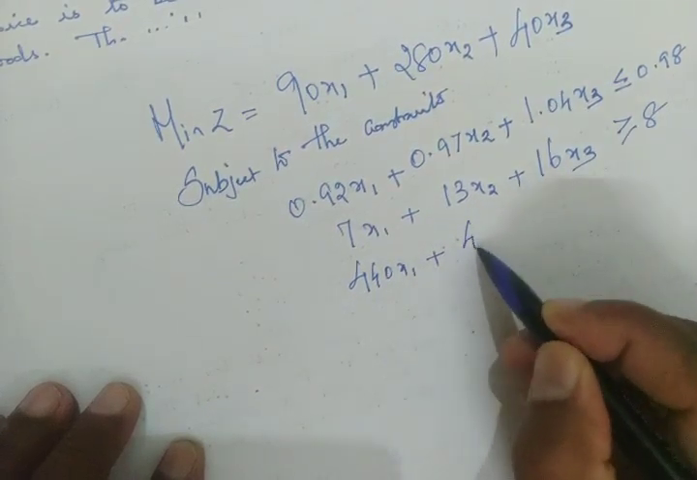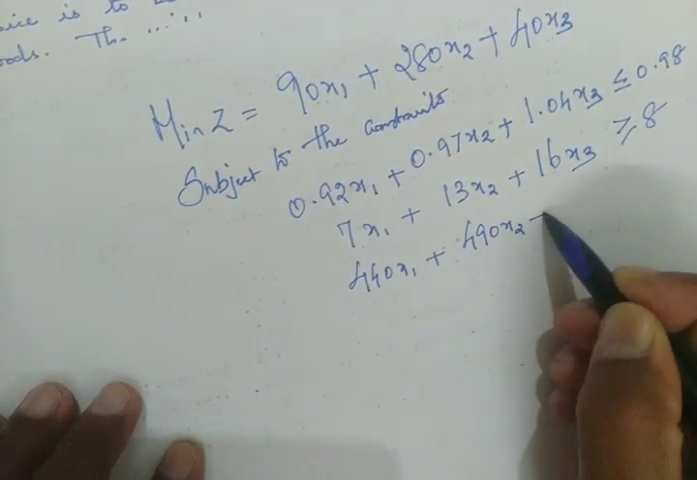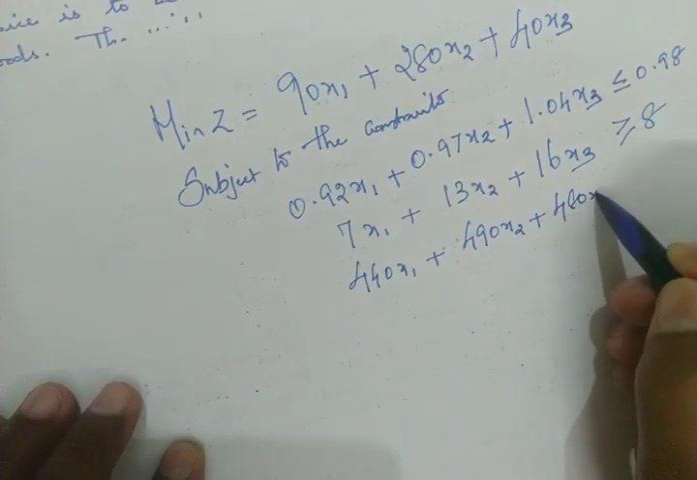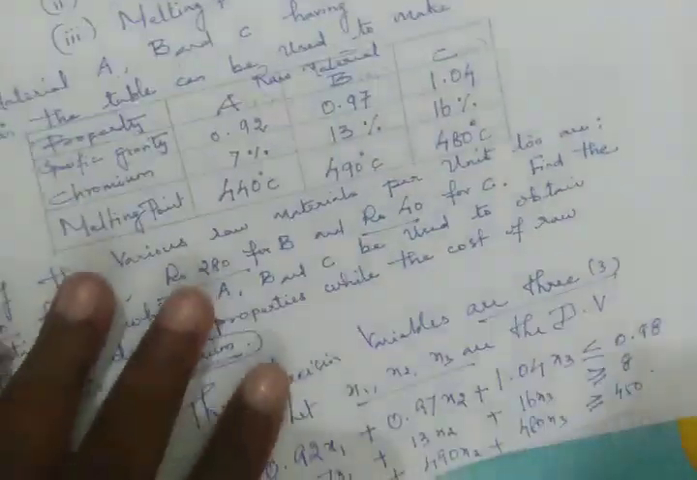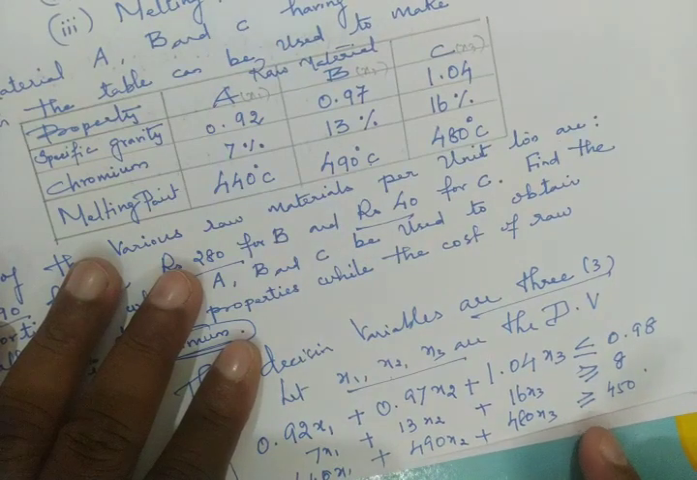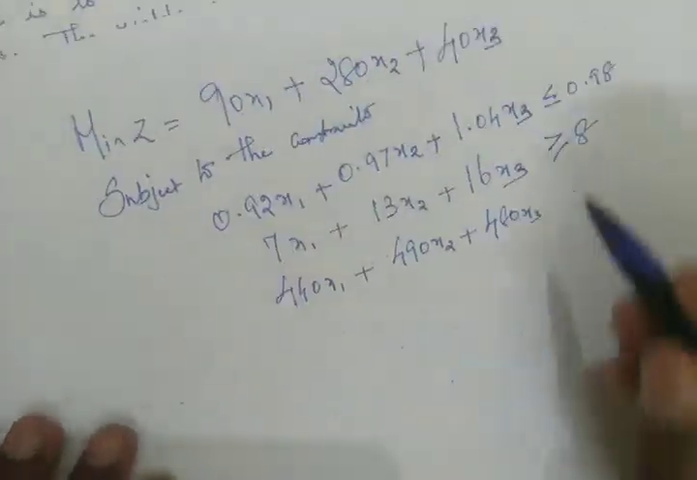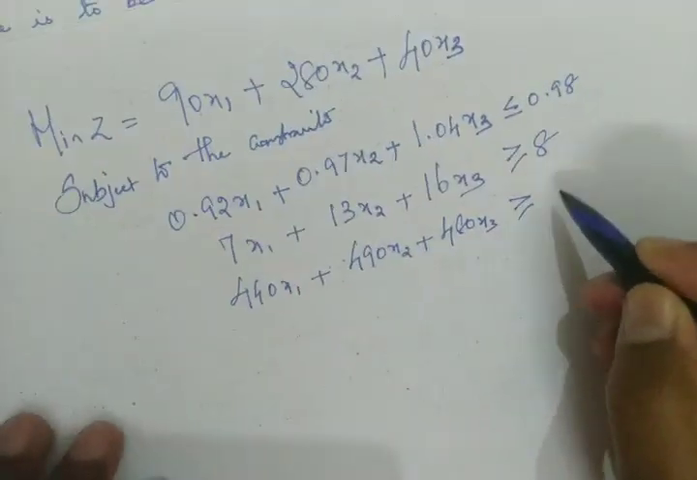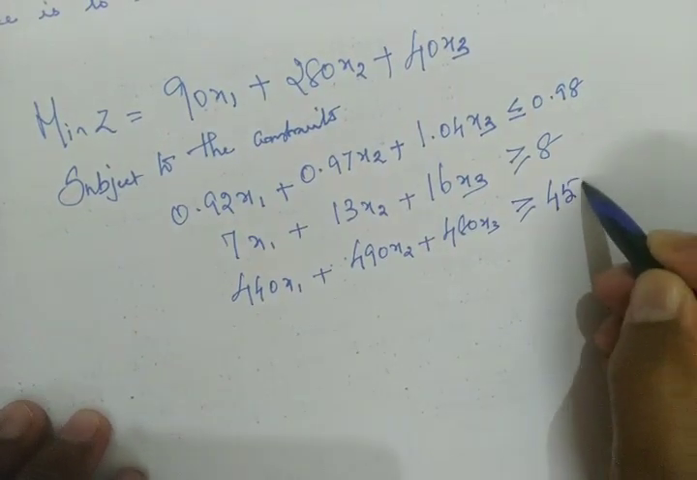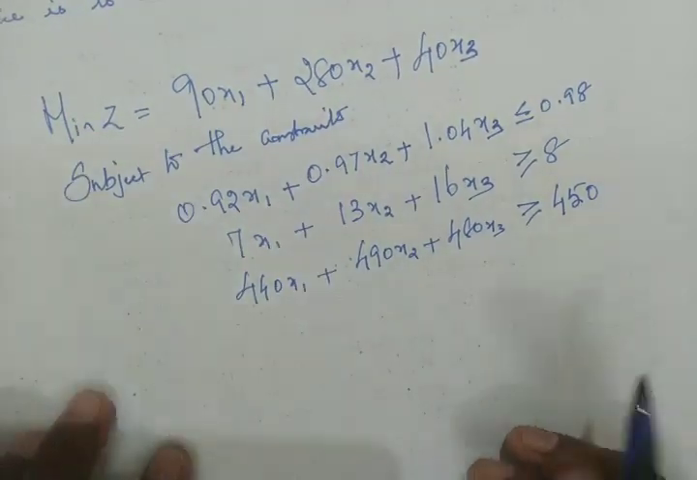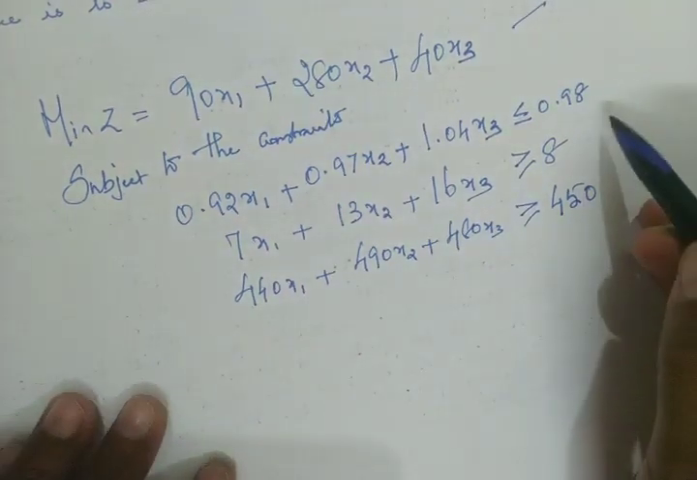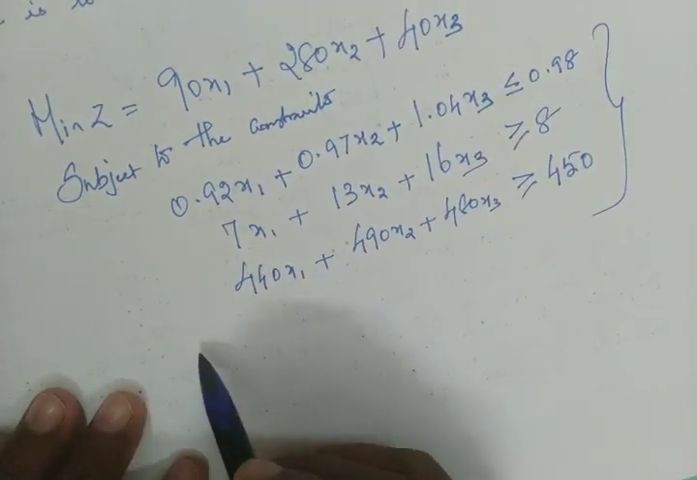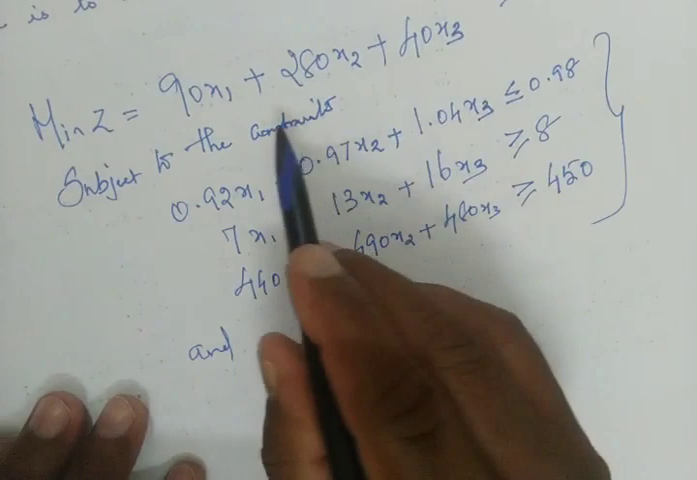440x1 plus 490x2 plus 480x3. The third constraint comes along with the inequality of greater than or equal to 440. Greater than or equal to 450 degree Celsius. So objective function followed by the constraints. Then finally we have to write the decision variables.